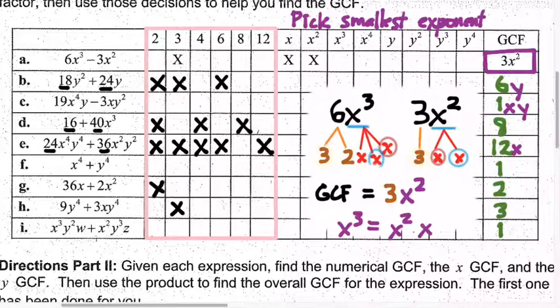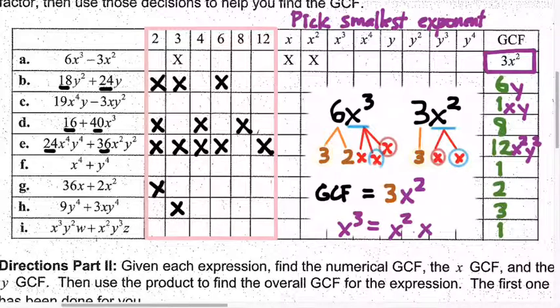Yeah, here we have a choice between 4 powers of x and 2 powers of x. So 2, choosing the smaller exponent. How many y's? Also 2. So there the greatest common factor is 12x squared y squared. How about F? X to the fourth plus y to the fourth. What is its greatest common factor?